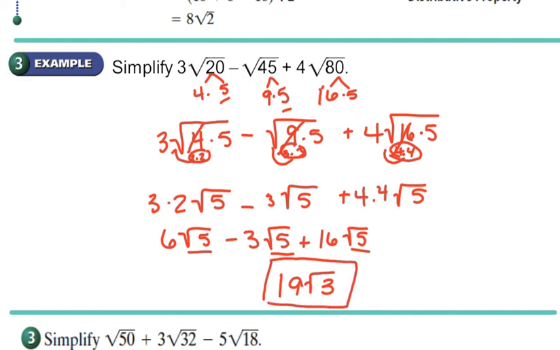Now sometimes they won't all combine into one single term. You might have 2 separate like terms or 2 terms that have the same radical, and then you'll have a third one that is its own thing. That's okay. You just write it out and simplify it as far down as you can, okay?